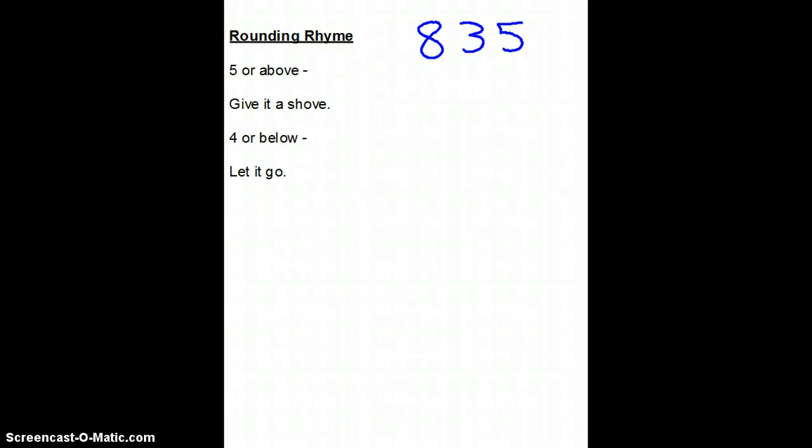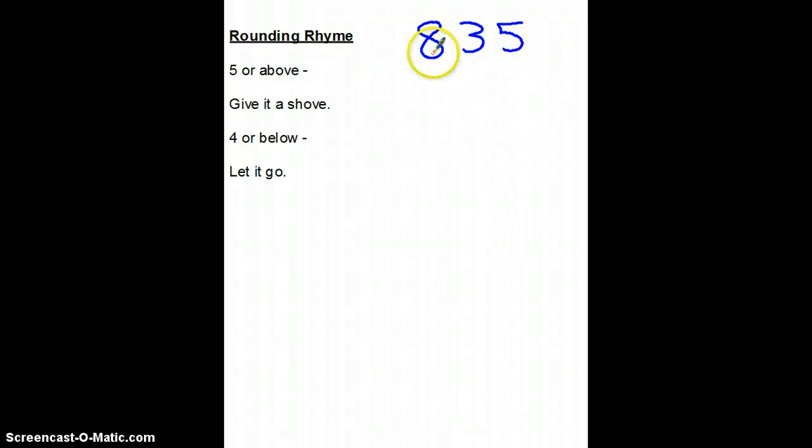In this video, we're going to practice rounding. I'm going to show you the strategy I use when I want to round a number. And the number 835, I want to round this number to the nearest hundred.